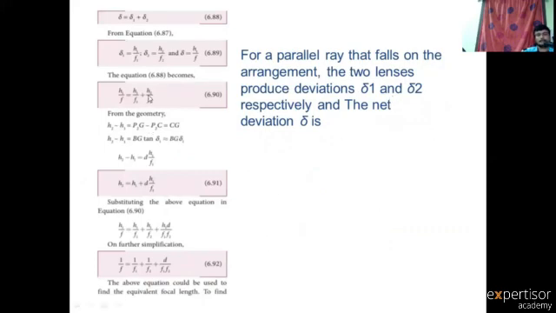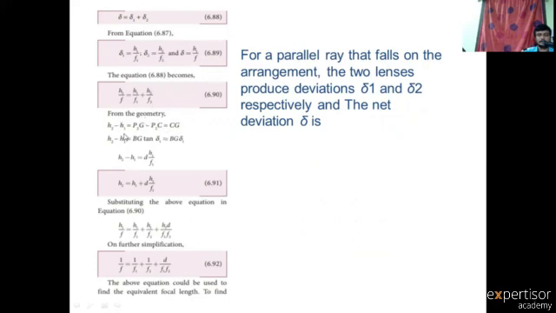For that, two lenses are in contact. So the sum of the deviation angles for lens 1 and lens 2 is delta 1 and delta 2. Delta 1 is equal to h1 by f1, delta 2 is equal to h2 by f2. So the combined deviation angle delta is equal to h1 by f, that is equal to h1 by f1 plus h2 by f2.